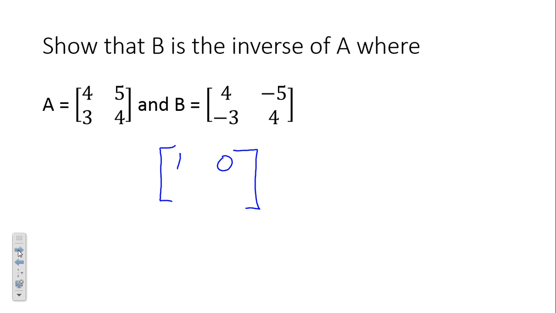This element is the second row, first column. So 12, negative 12. And 3 times negative 5 and 4 times 4, negative 15 and 16, 1. Because A times B got us the identity, B is the inverse of A.